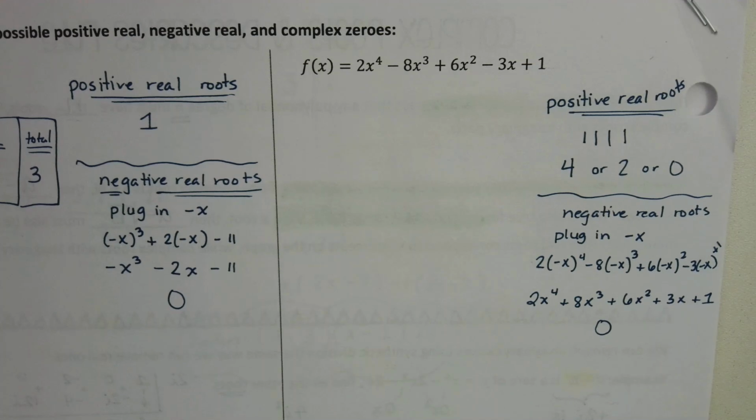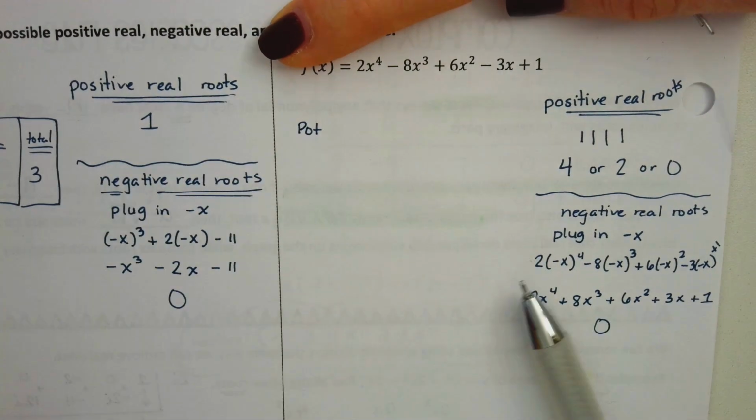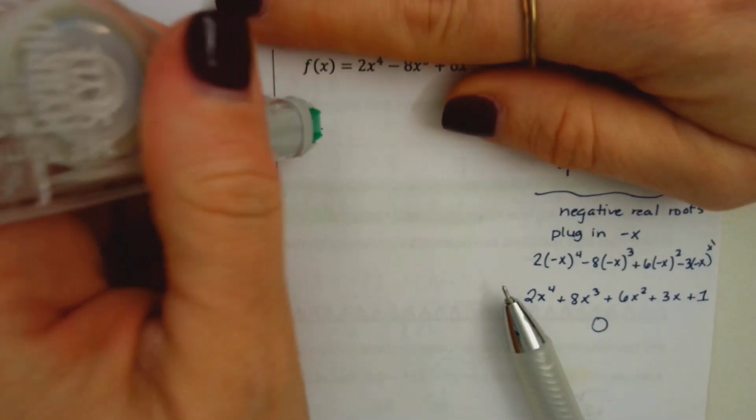Let's make ourselves a little table. Positive. That is not, I wrote pot. It's not a bad word, guys.